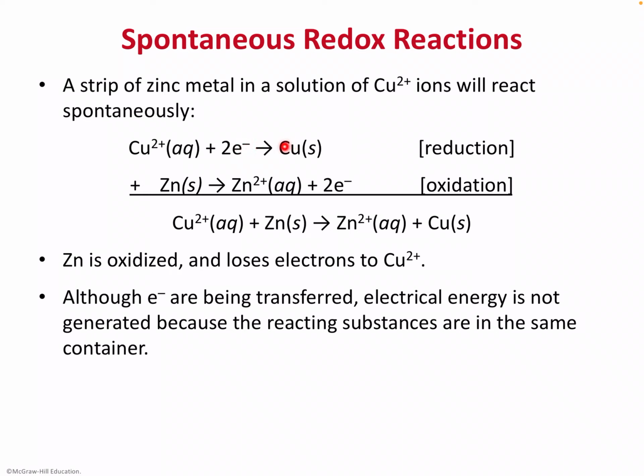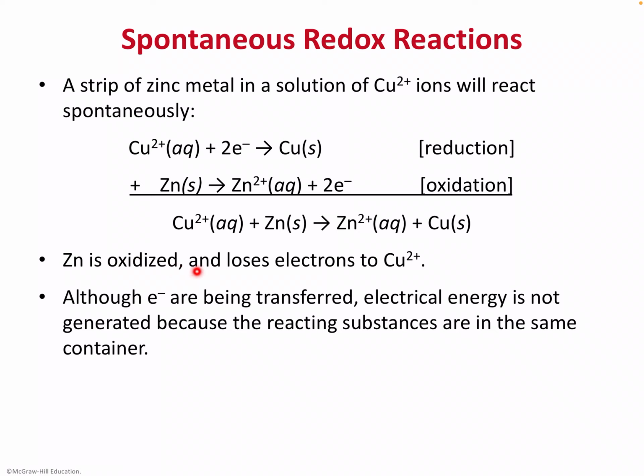I said something wrong in the previous line. Okay, so the 2 electrons, where does the copper get these 2 electrons? It gets them from the zinc. Zinc is losing 2 electrons. Zinc is where the oxidation takes place. Zinc loses 2 electrons and becomes zinc 2 plus. So the overall reaction would be copper ions plus zinc solid becoming zinc 2 plus and copper solid.